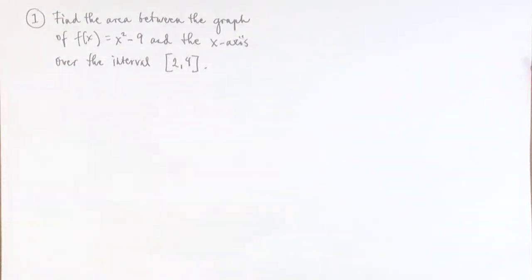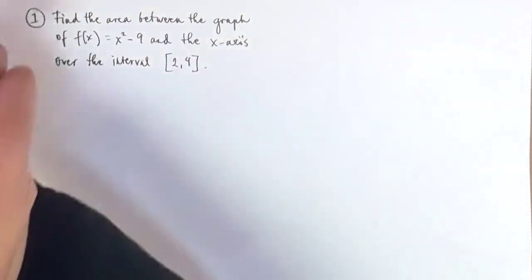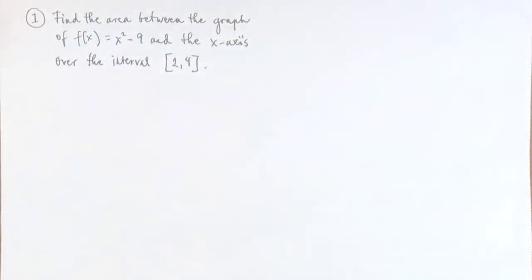Okay, find the area between the graph of f of x equals x squared minus 9 and the x-axis over the interval 2, 4. Okay, now you might be wondering, sir, question, I'm scared of graphing. Do I really need to know how to graph y equals x squared minus 9? The answer is no, but it's better if you do. What do I mean by that?